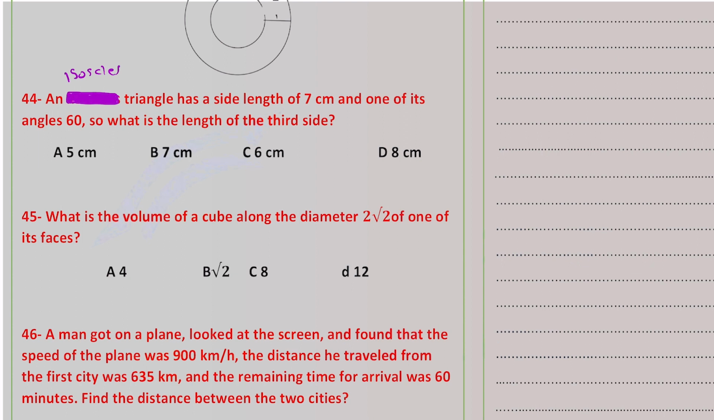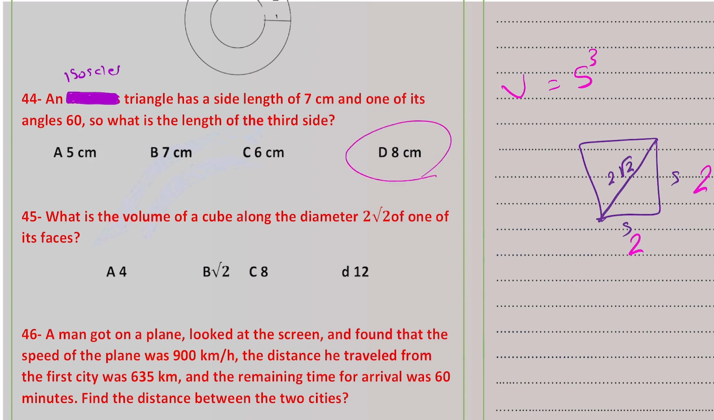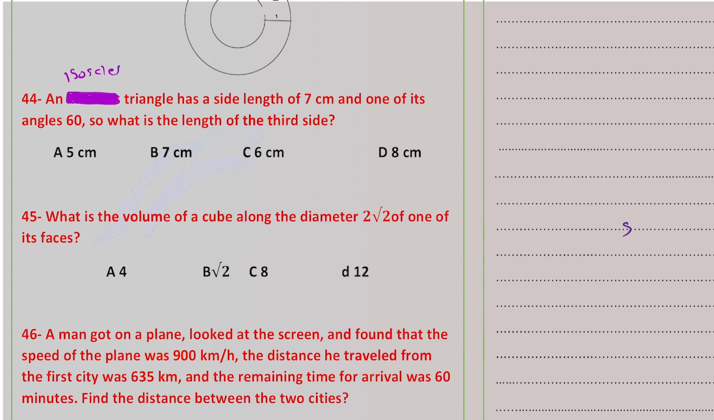The volume of a cube, the diagonal of one face is 2 radical 2. Here we have side and side. Do you remember the 45 triangle? So here it will be 2 and 2. What is the volume of the cube? Volume of the cube is side to the power 3. 2 to the power 3 will be 8. Okay?